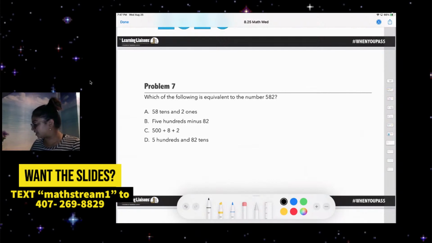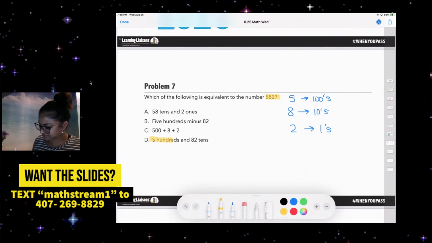If we have 582, just looking at the problem, we know that we have 500s. Eight is in which place? 5 is in the hundreds place. 8 so happens to be in the tens place. And 2 is in the ones place. So if I'm just thinking about it, I will have 5 hundreds, 8 tens, and 2 ones.